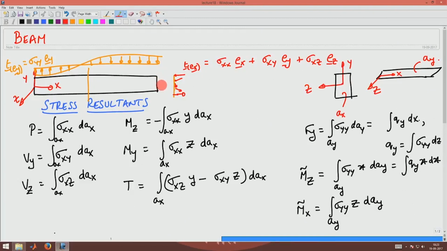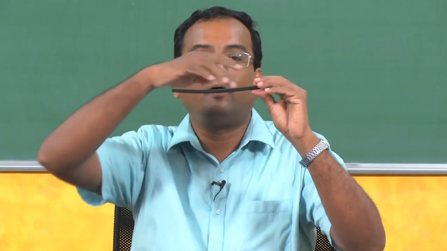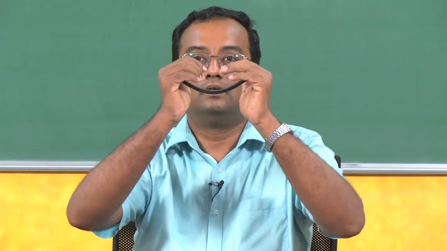For example, if you take this as the beam, this cross sectional area is where sigma xx, sigma xy and sigma xz act. You are loading the beam on the top face, so basically the beam is bending like this. So, what are the stress resultants for that?